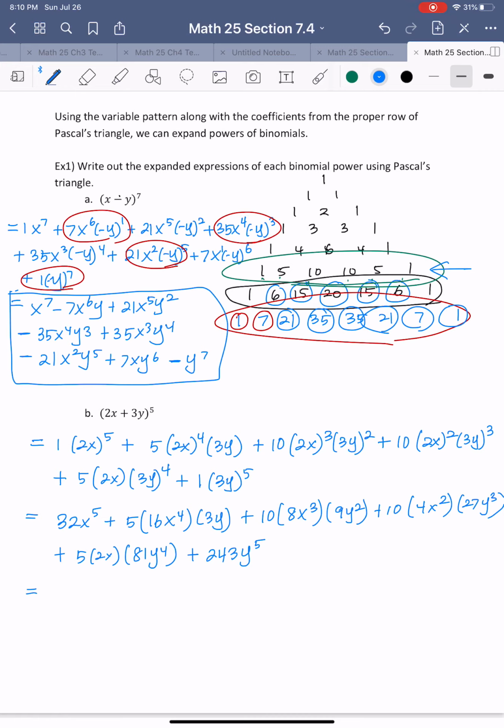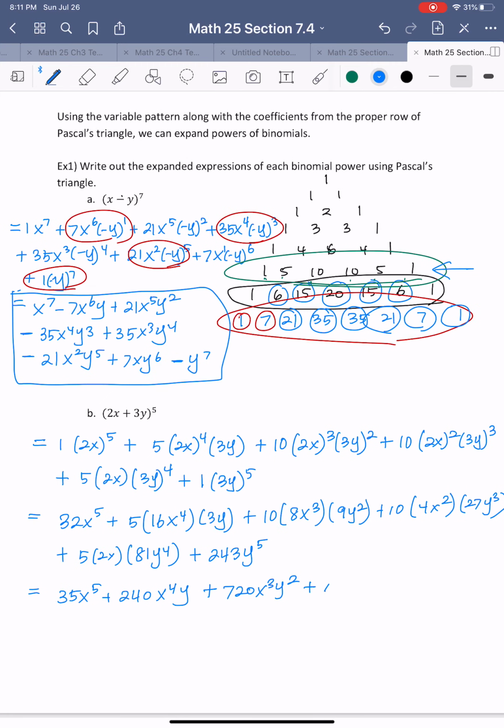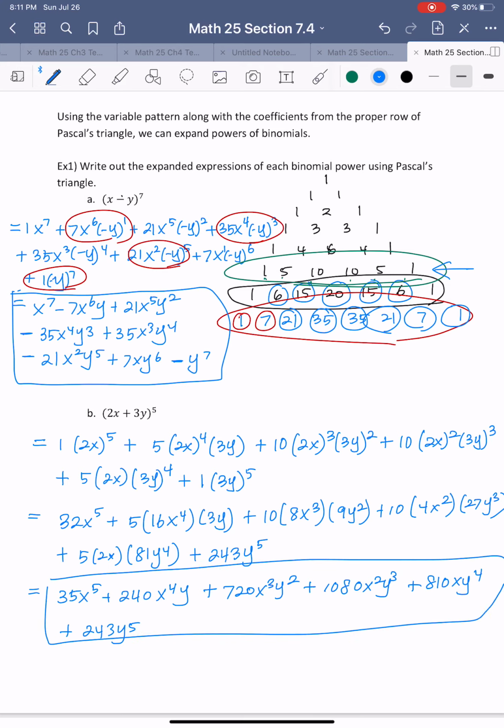Okay. Now I'm going to simplify one more time. 32x to the fifth, and then 5 times 16 times 3 is 240x to the 4y, 720x cubed y squared, and 40 times 27 is 1080x squared y cubed, and 10 times 81 is 810xy to the 4 plus 243y to the fifth. So this is the final. So make sure that you also square the number and then the variable power.